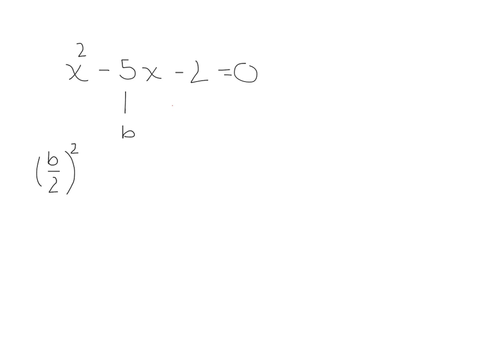But we must start by moving this constant to the other side. So I'm going to add 2 to both sides of my equal sign so that I then have the x's together on one side and the constants on the other side.